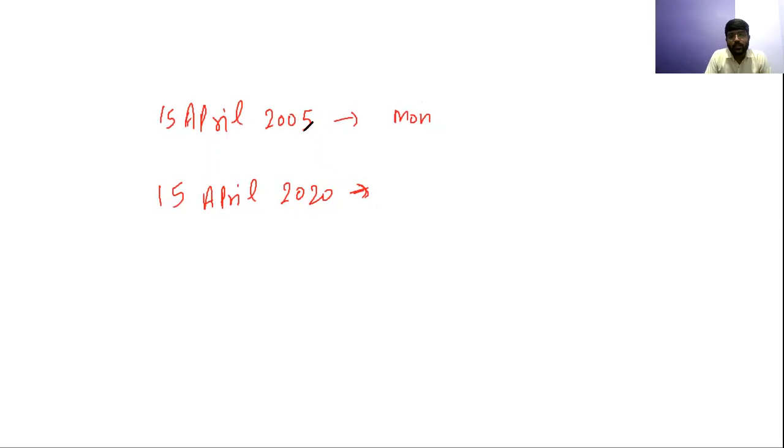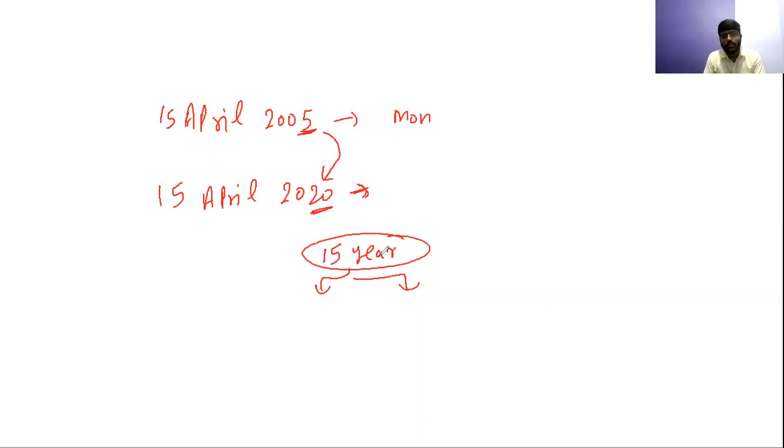Try to understand. When we are going from 5 to 20, there is a 15-year difference. In this 15 years, I just need to check how many years are ordinary and how many are leap. So you just need to check in this 15-year gap how many leap years will be there. So you need to count it. Okay, you just cannot divide 15 by 4 and get the answer.